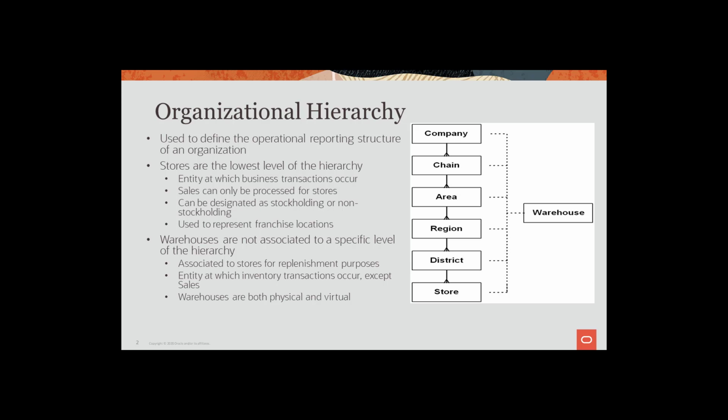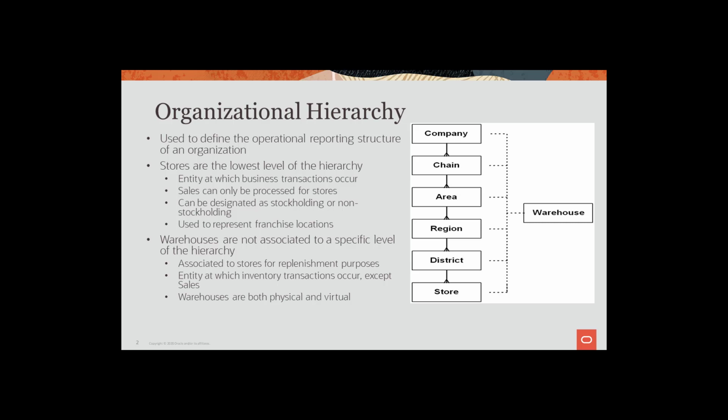Stock holding locations are usually physical store locations, whereas non-stock holding locations can represent an e-commerce site, a call center, or other non-physical locations through which sales are processed. Stores can also be created as either company-owned locations or customer locations to represent franchise or wholesale locations.